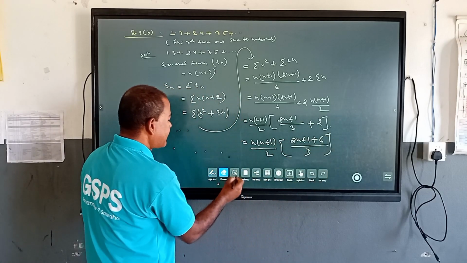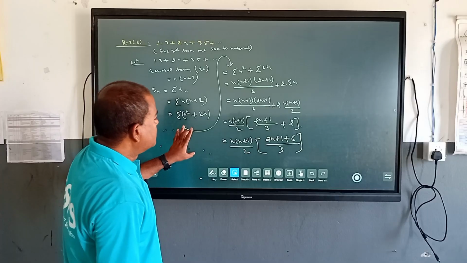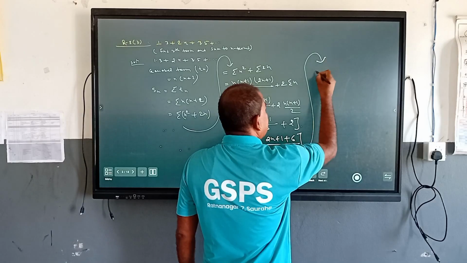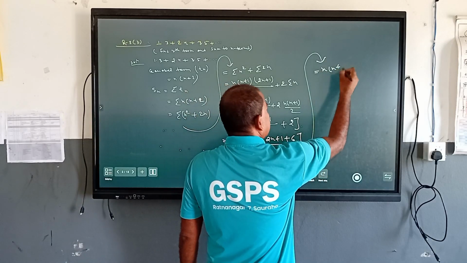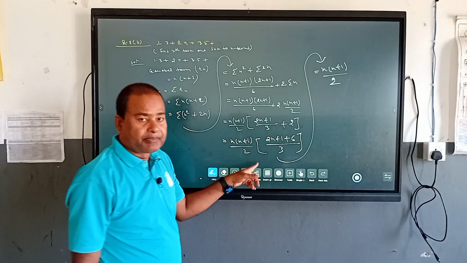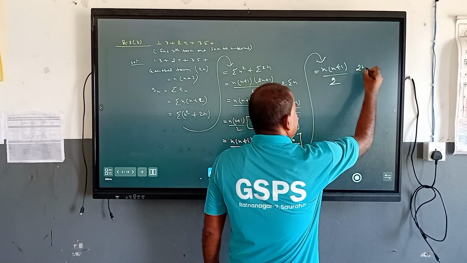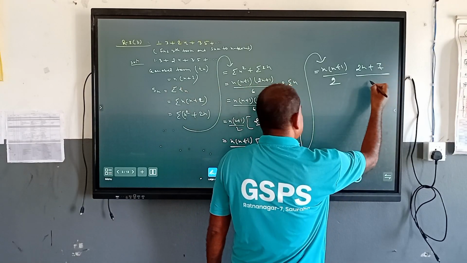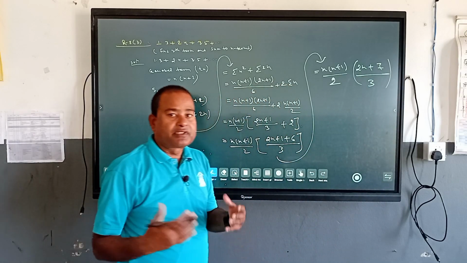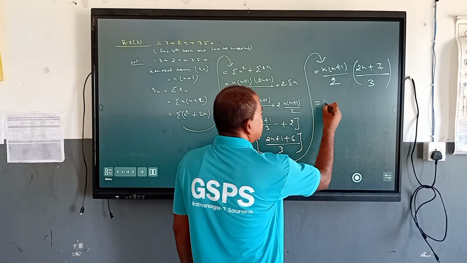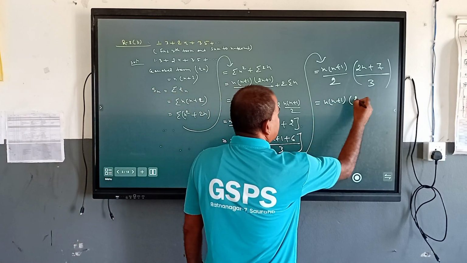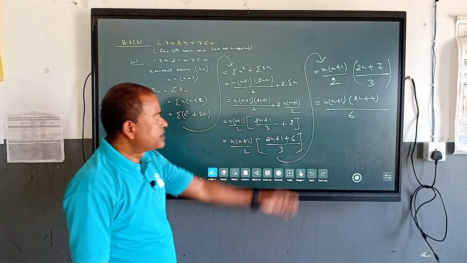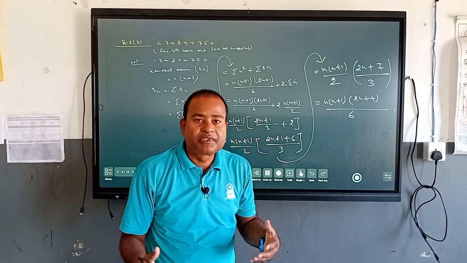Now we have got n times n plus 1 divided by 2, keeping as it is, times 2n plus 1 plus 6, which is 2n plus 7, divided by 3. So finally we have got the solution of the given question. The solution is n times n plus 1 times 2n plus 7 divided by 6. So this is the sum to n terms of the given series.